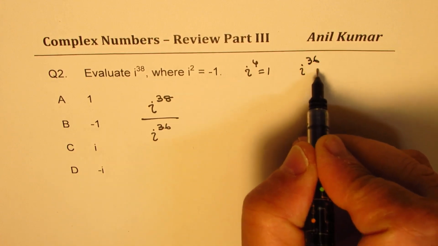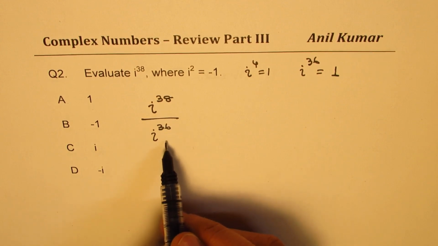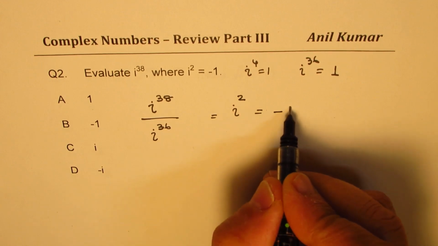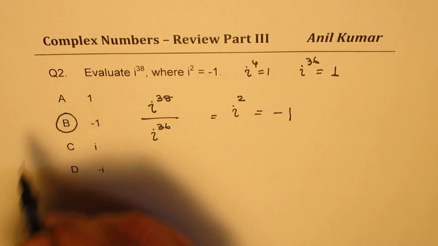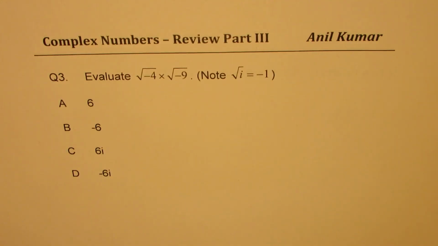I to the power of 36 is going to be 1, right? So we could divide this by 1, and what do we get? We get i square, and we know i square is minus 1, so the answer is B. So this is a very effective approach which can be adopted. It's an absolutely new approach for the new SAT students. So those who are going to use this approach are going to save a lot of time.